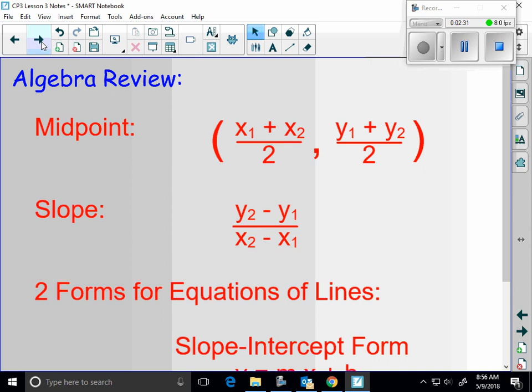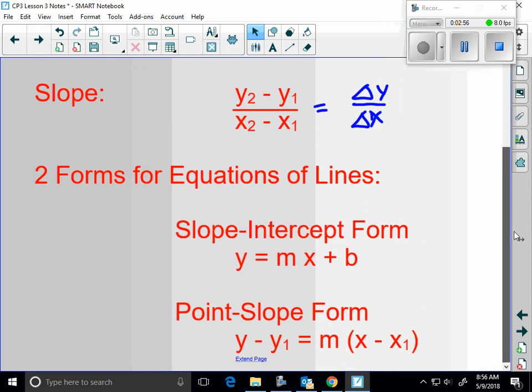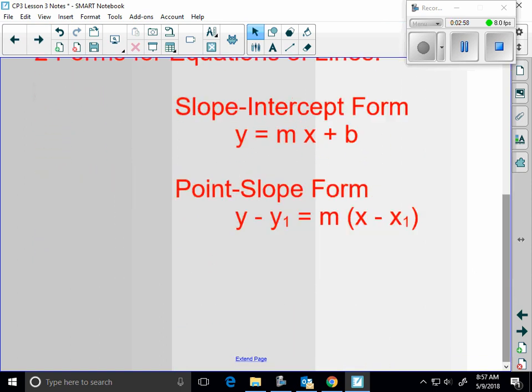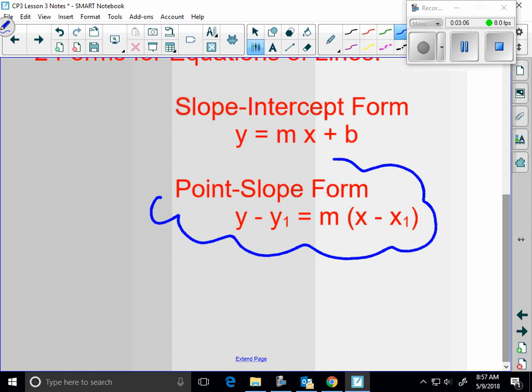Okay, a couple formulas, right? Midpoint is x plus x divided by 2, and y plus y divided by 2. That should be review. Slope is y2 minus y1 over x2 minus x1. Or more formally, you may have seen this as the change in y over the change in x. Anybody recognize that? Okay. The triangle just means change, delta. Here are the 2 ways we could write out the equation of a line. The more typical method that we're going to use today is going to be this point-slope form.